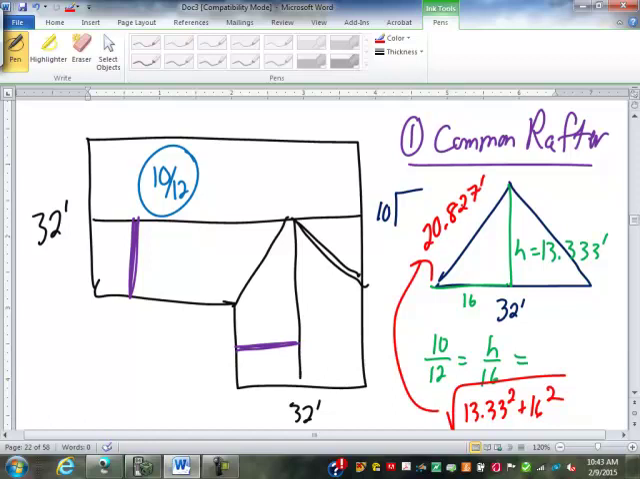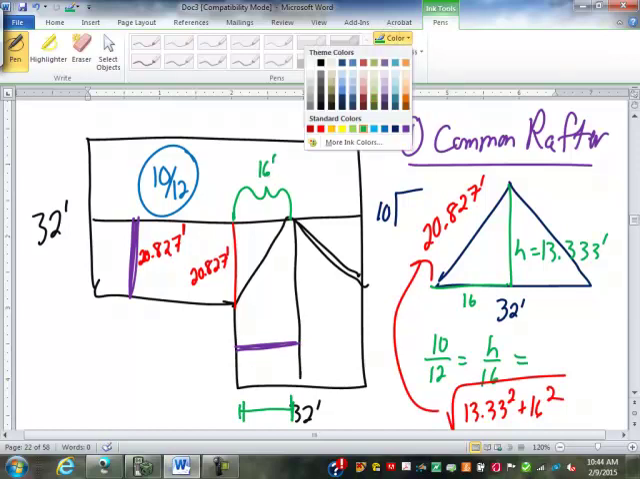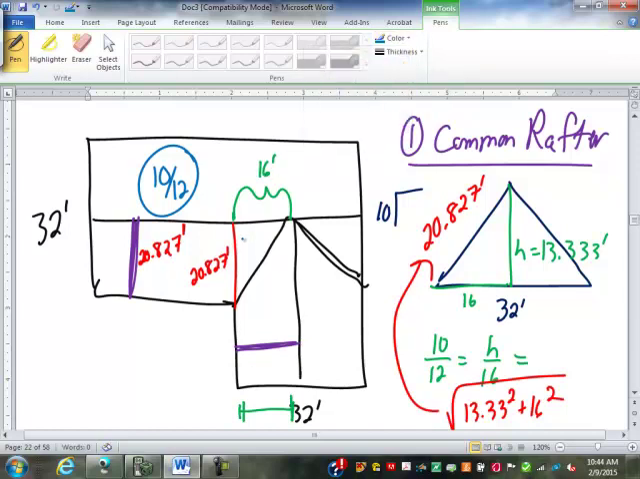Feet. Which means this is 20.827 feet. How far is it from here to there? Well, half of this 32 is 16 feet. If the spacing's 2 foot on center, this jack then will be at how much? Let's say 14 feet. There we go.